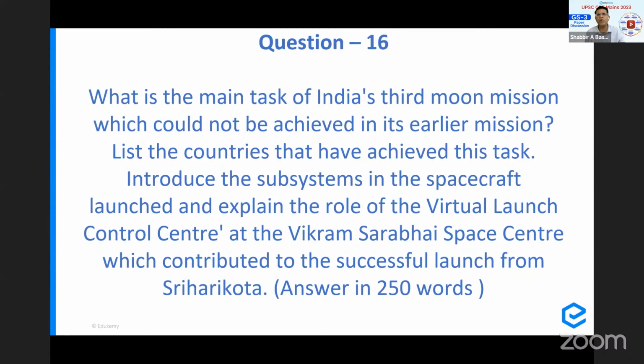Because in the previous moon mission, more or less putting the aircraft in the orbit was successful. Launch was successful, it went into orbit, the slingshot effect was successful. They were able to enter the moon's orbit also. But the problem was thereafter. So this was the third mission's objective.